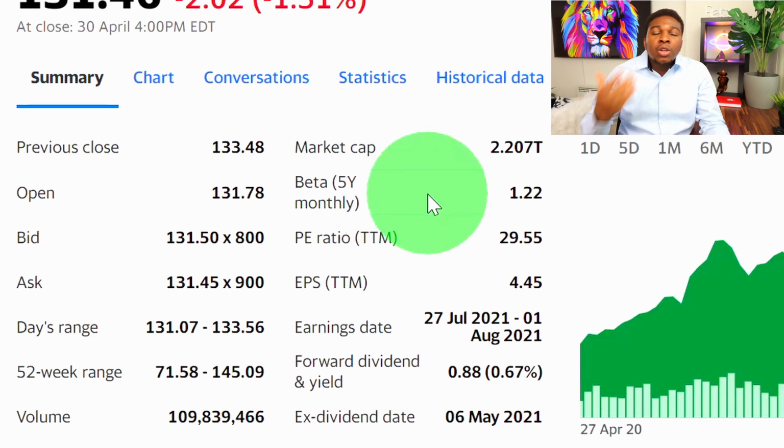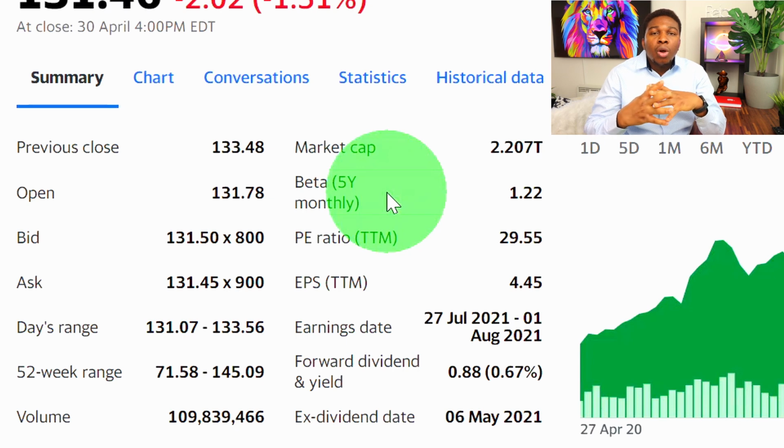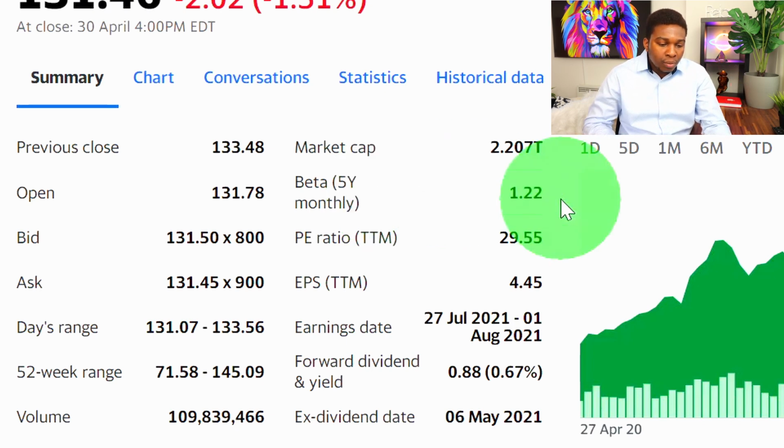Now, when people say the stock market, ideally it involves the whole market, but there are some indices that are being used to track the whole stock market, and the most popular is the S&P 500. Beta is just a measure of volatility or risk of buying an Apple share instead of buying an S&P 500 ETF. And it's telling us that it's 1.22.